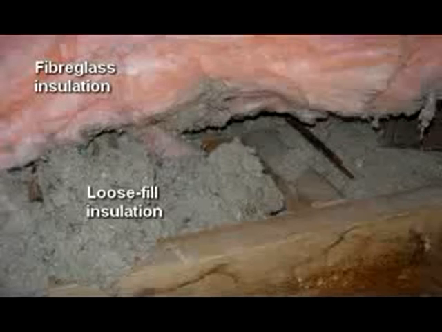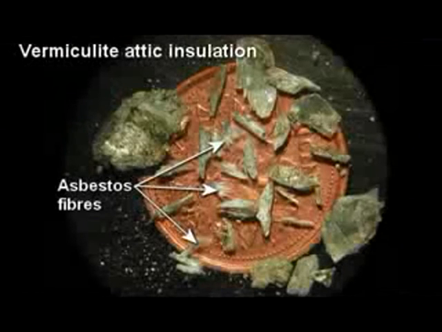Most attics in BC are insulated, and this insulation may contain asbestos. Sometimes there's more than one layer of insulation. Here, pink fiberglass insulation is on top, and a loose insulation is beneath. Loose insulation, particularly vermiculite, may contain asbestos. You can see the asbestos fibers in this vermiculite sample that's under a microscope.